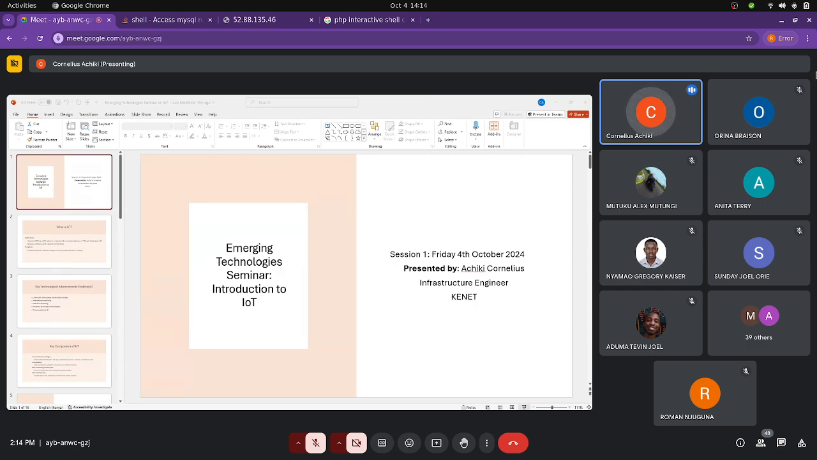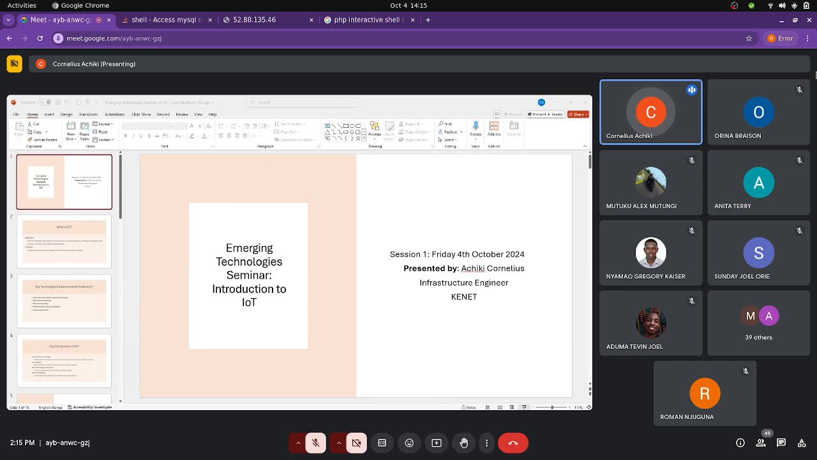So my name is Achik Cornelius. I am an engineer here at KENET. KENET is the Kenya Education Network, and we work closely with higher education institutions and research institutions on building ICT solutions.